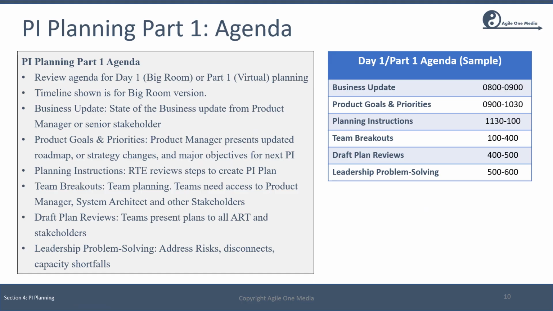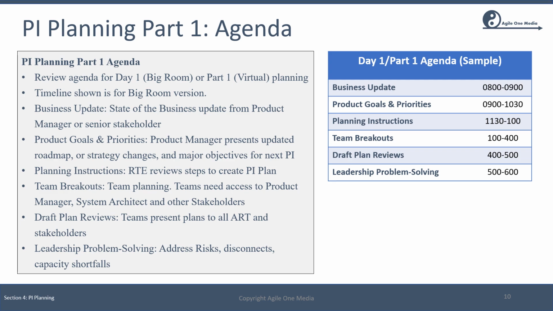So let's look at the standard agenda for part 1 of the event. And the timeline presented in the table is for a big room style event. You may need to tailor this to better fit the specific format and logistics you have in place for your own event. So the event kicks off with a business update and then a review of goals and priorities from the product manager, plus any other guest speakers. This is important to provide the context against which the goals have been set for the PI and to continue to promote alignment across the organization.